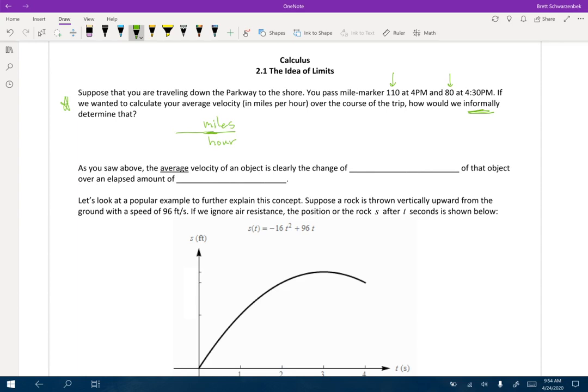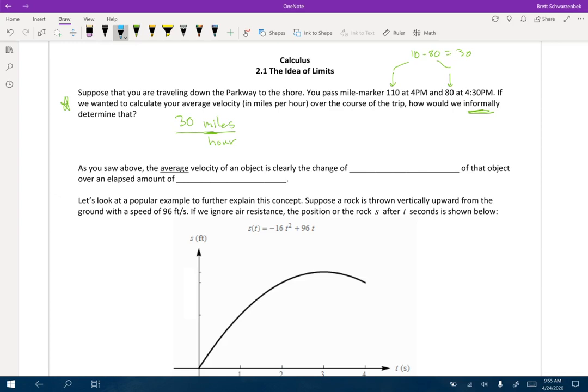So we can sort of make an informal guess on the average velocity that the car has traveled by looking at the distance they've traveled and the time they've traveled it in. For example, how many miles have they traveled? Well, if you look up here, they've traveled a distance of, it looks like, 30 miles. So 30 miles. And how many hours have they done that?